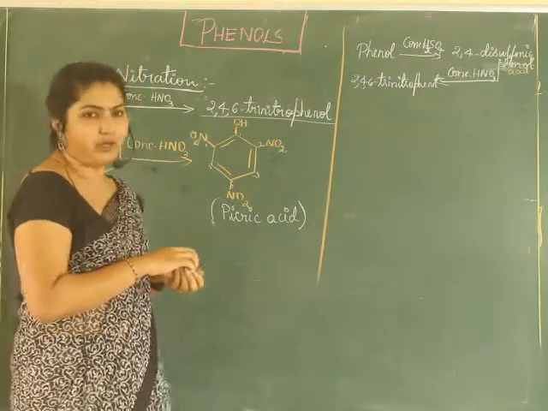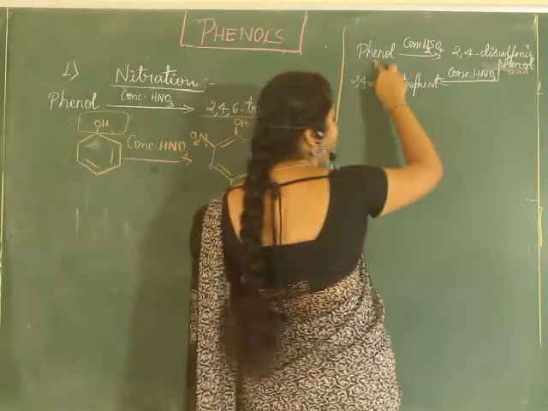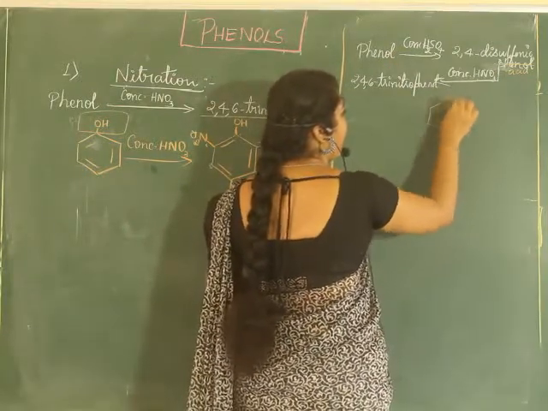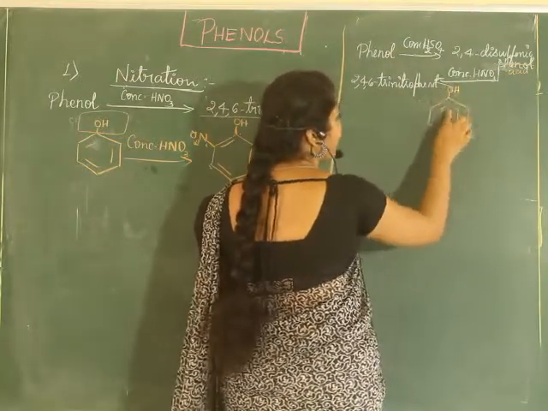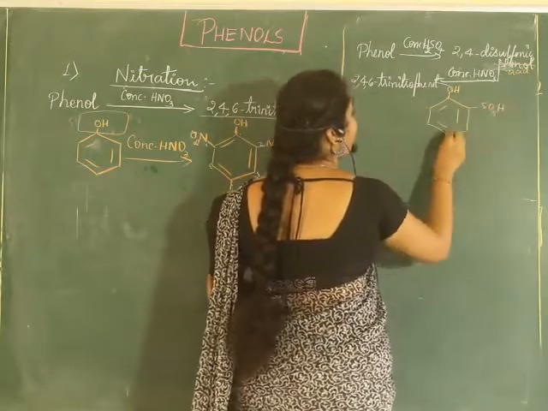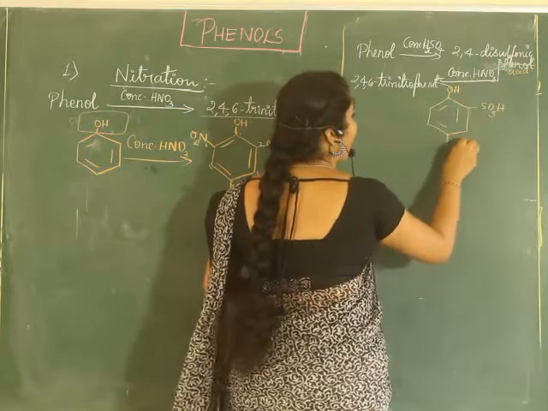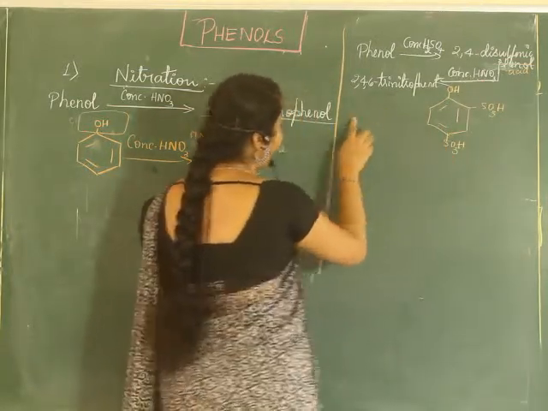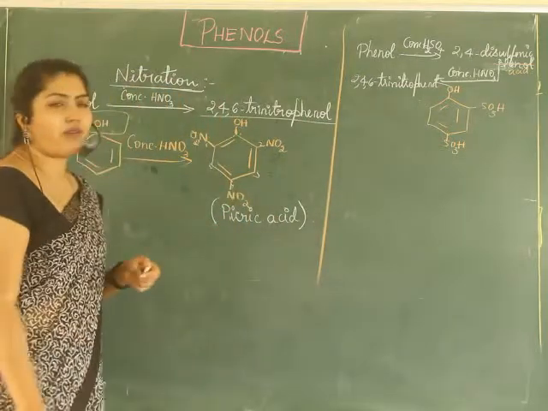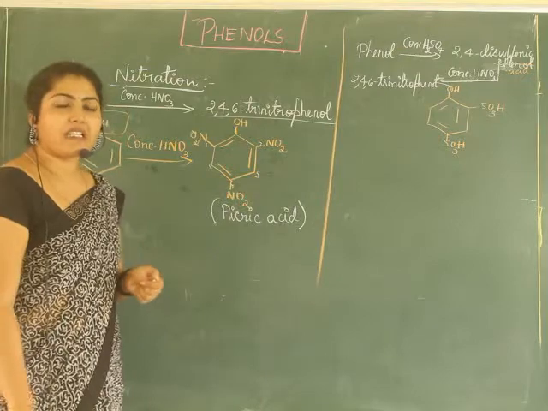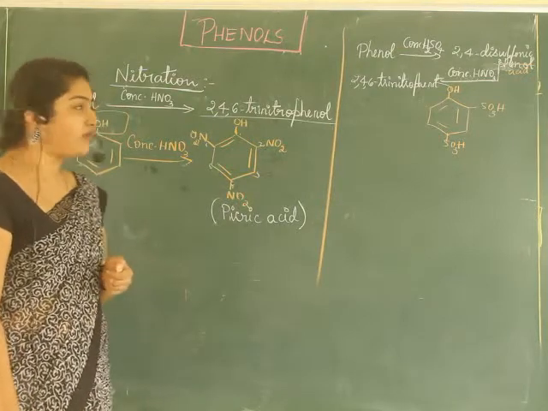Okay, I'll just help you. Phenol structure, OH group, however, it remains 2,4-disulfonic acid, second position SO3H, fourth position SO3H. And then you're treating with concentrated nitric acid, you're getting 2,4,6-trinitrophenol. Try to write the reaction of it. Okay, this is about nitration of phenols.